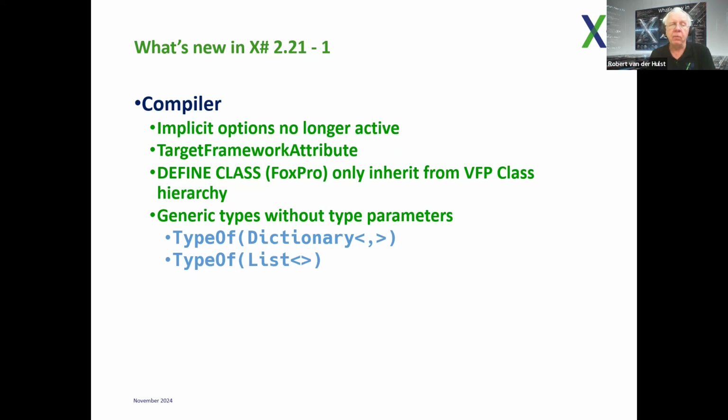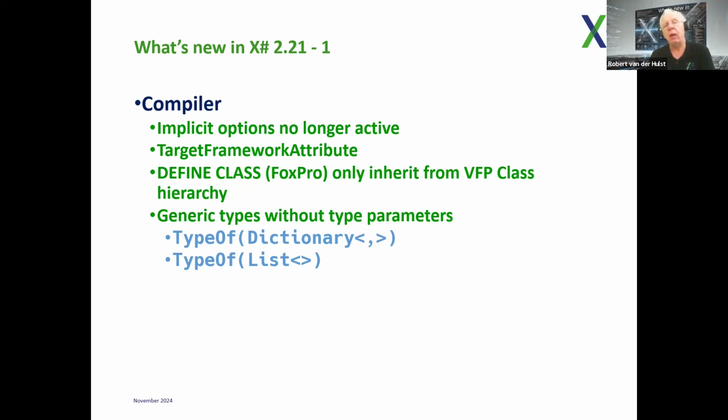And also, there are some things that are difficult to implement in the specific FoxPro code if you inherit directly from, for example, System.Object or System.List. And by inheriting from our own class hierarchy, that is possible.